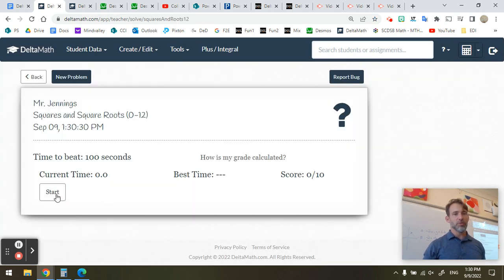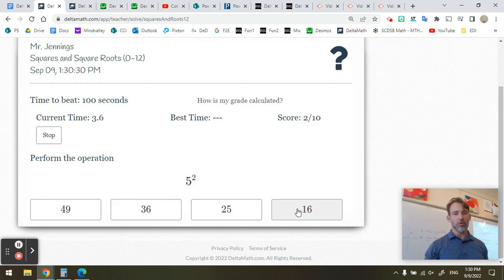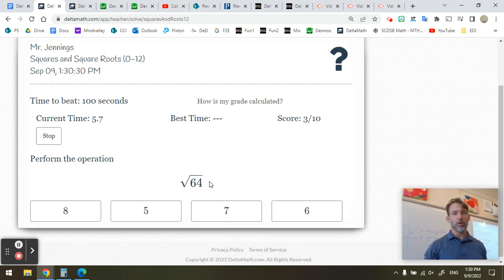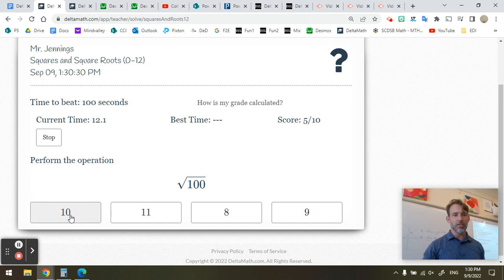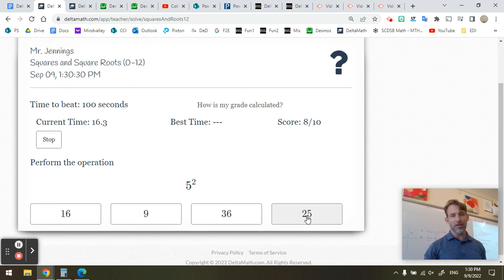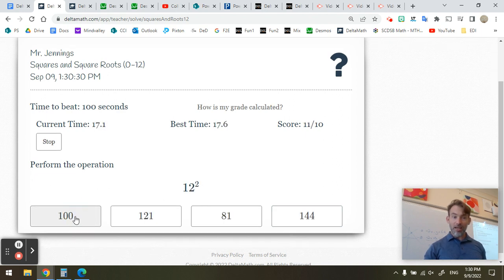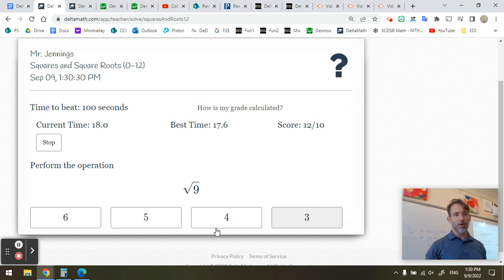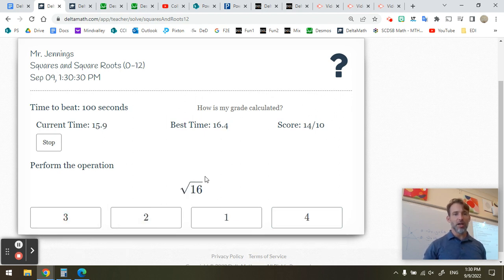Squares and square roots. So here we get to practice both squares and square roots. I will show you in a moment. There we go. The square root of 64. Well, 8 times 8 is 64. So the square root of 64 is 8. Square root of 9 is 3. Square root of 100 is 10. 4 squared is 16. I got it right this time. 25, 25, 8, 16. 144, my favorite number. Thank you very much. 3. Yeah, and so not really many surprises here.